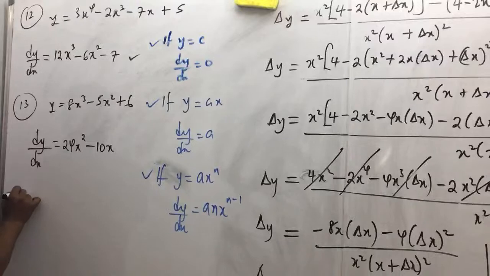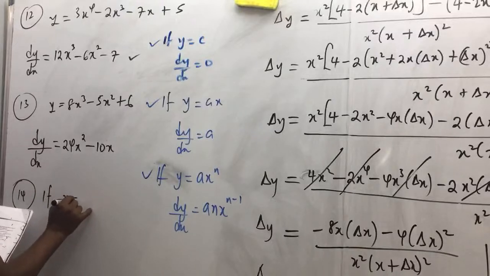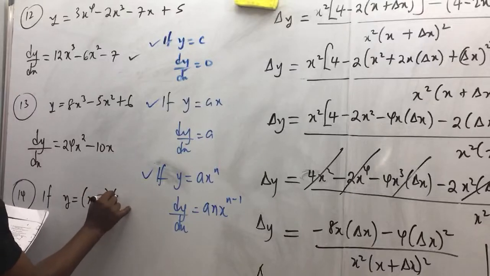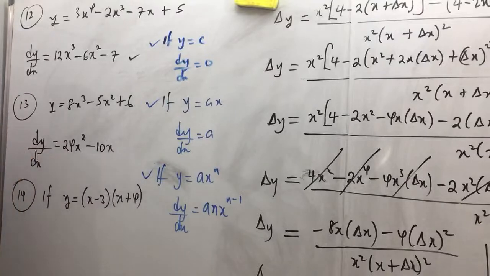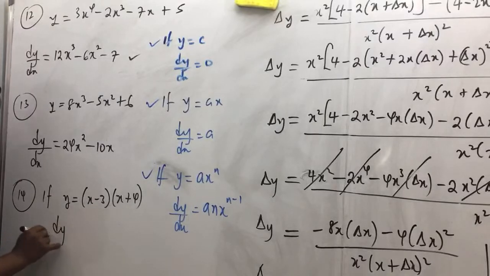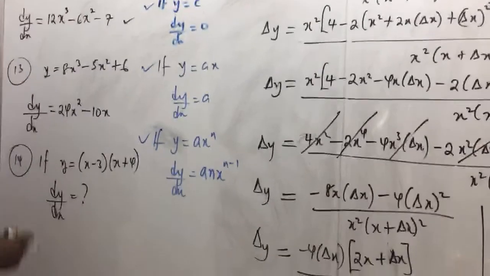Now let's go over to question 14 without much waste of time. So in question 14, I'm going to be introducing you to what you may know already, and it is called the quotient rule of differentiation. So we are given this in question 14 to solve. We are asked: if y is equal to this function, then what is dy/dx?